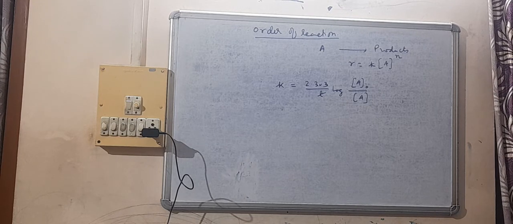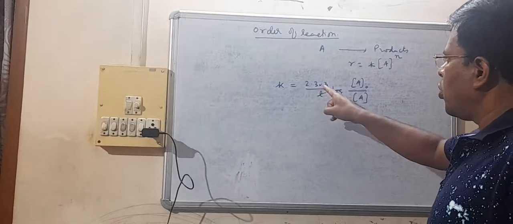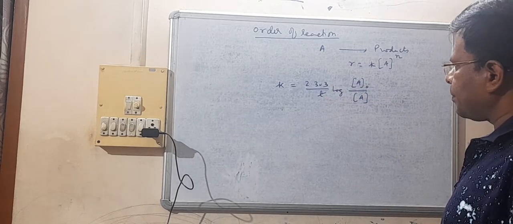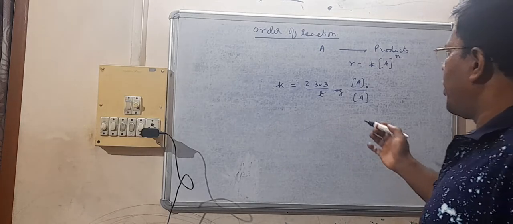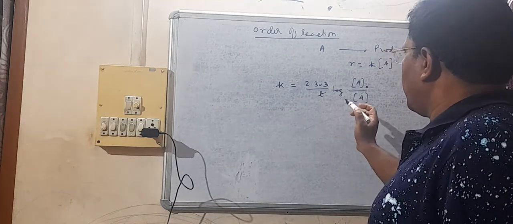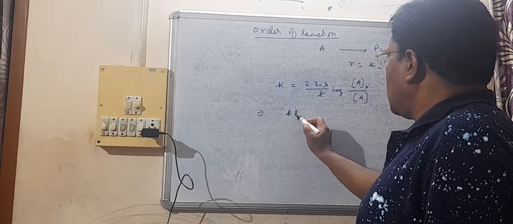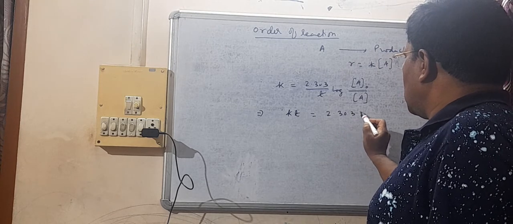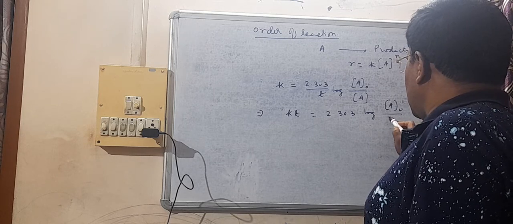Suppose we know that the kinetics for a first order reaction is k = (2.303/t) log(A naught/A). And from here what we can write is kt = 2.303 log(A naught/A). This is what we can write.